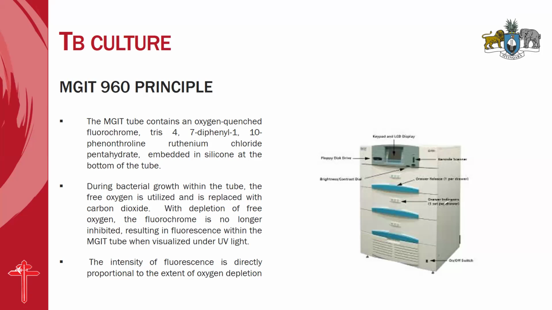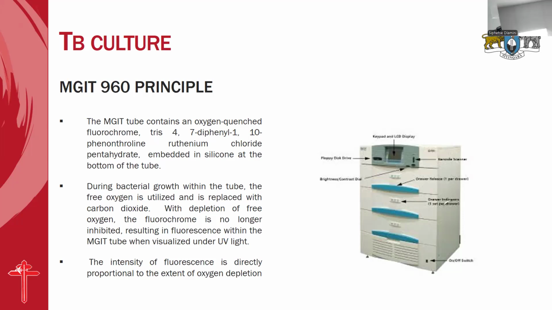Then during the bacterial growth, as the bacteria is growing within the tube, the free oxygen is utilized. So the bacteria is going to utilize the oxygen which is in the tube, and then it is replaced with carbon dioxide. With depletion of free oxygen, the fluorochrome is no longer inhibited. So this is going to result in a fluorescence. There is a screen there which is going to indicate that there is a fluorescence. So that's where you'll see the growth of the TB in the tube.